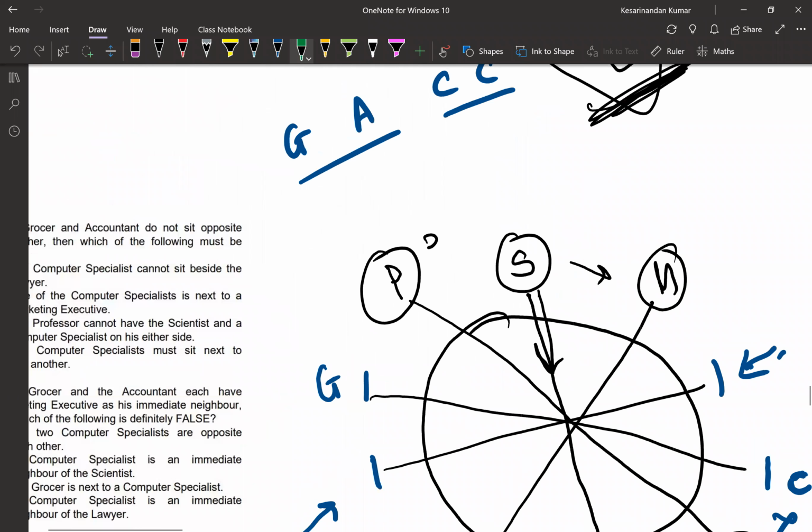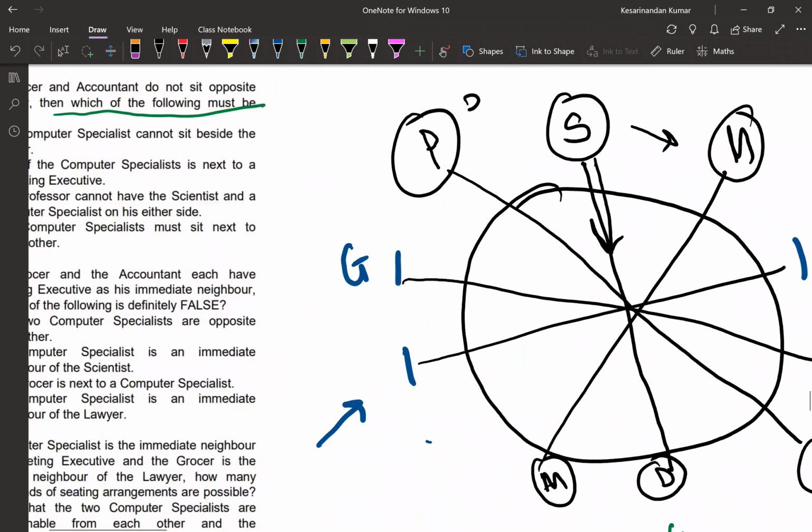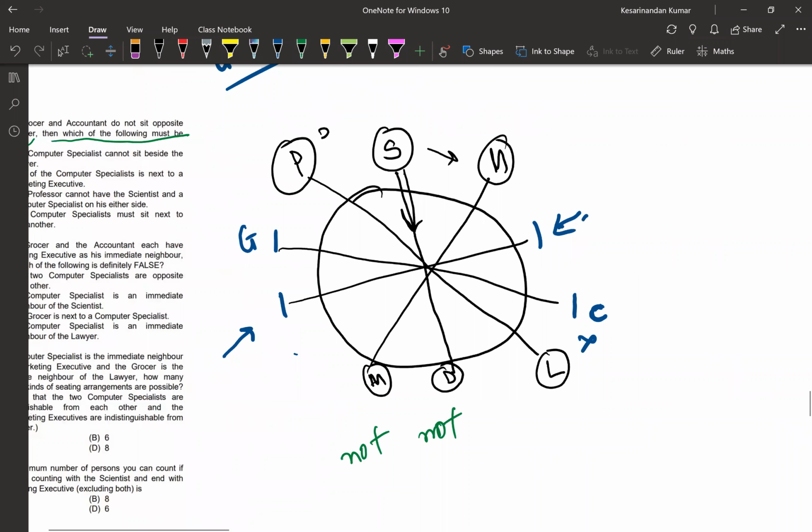So it is being asked, which of the following must be true? And if I'm doing here cannot, if I do this can, what I will obtain is false. Okay, I think that became a bit more complicated. Let me take the easy way. Let me take the normal way.